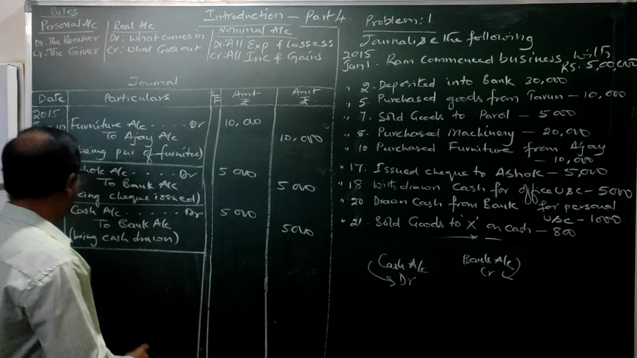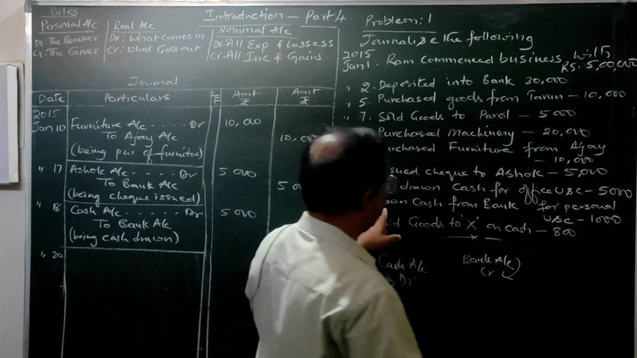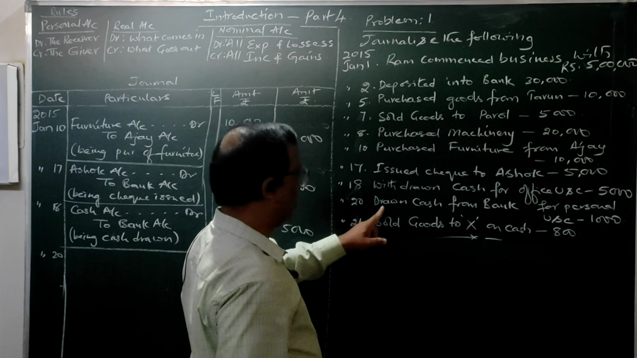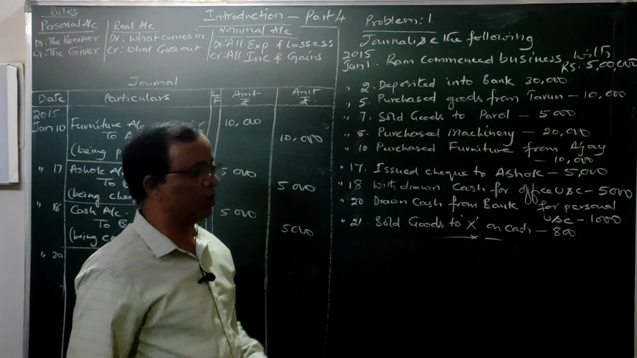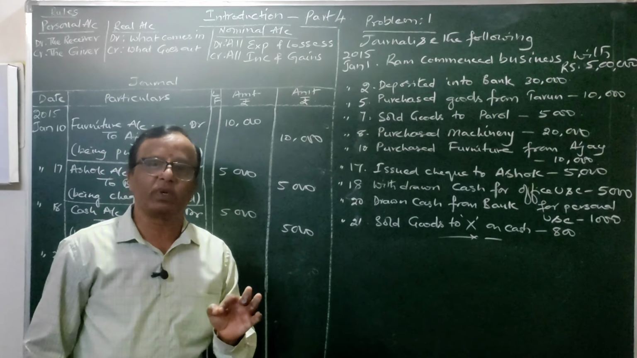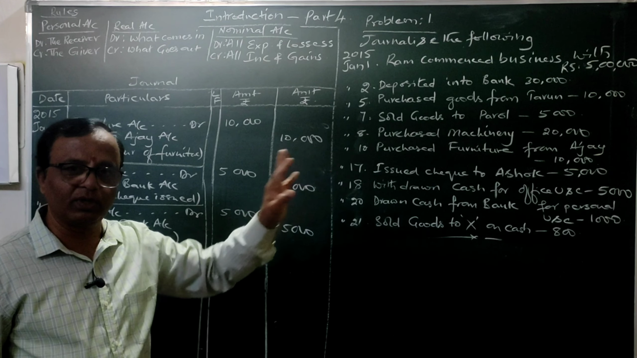Next, on the 20th, you see what happened. On the 20th, drawn cash from bank for personal use, he says. That means who will draw for personal use? The proprietor will draw the money for personal use. Where from has he drawn? From the bank account of the business.